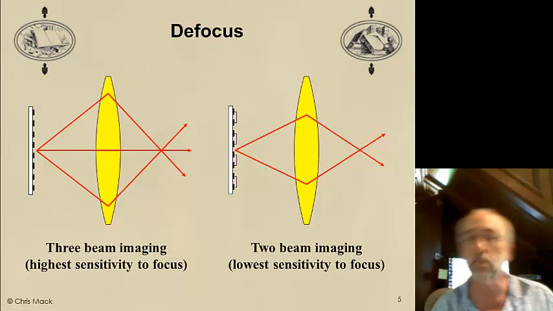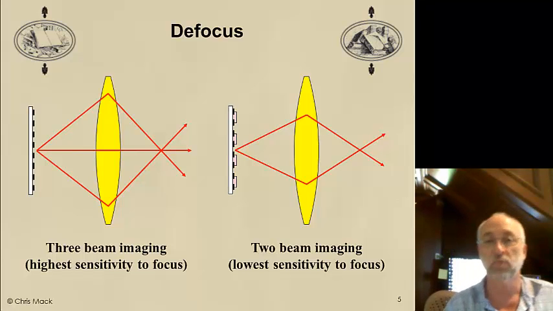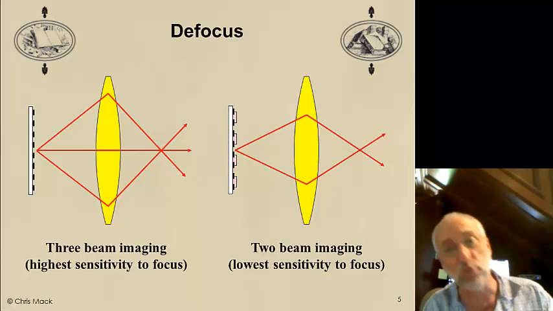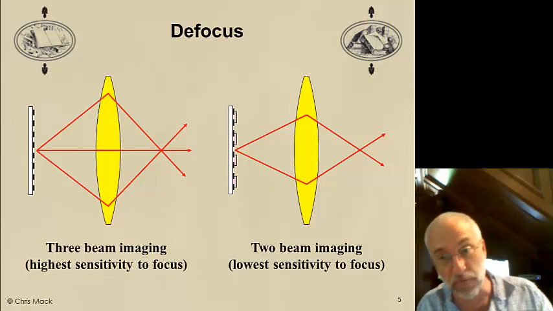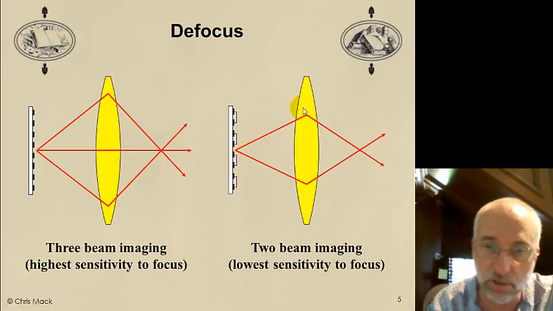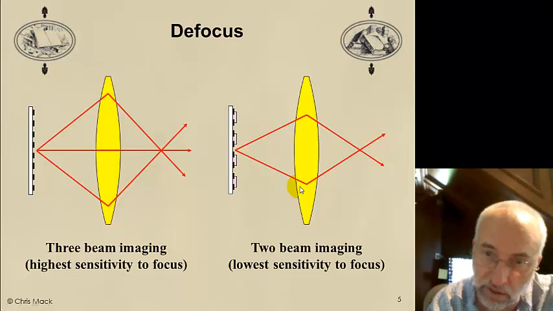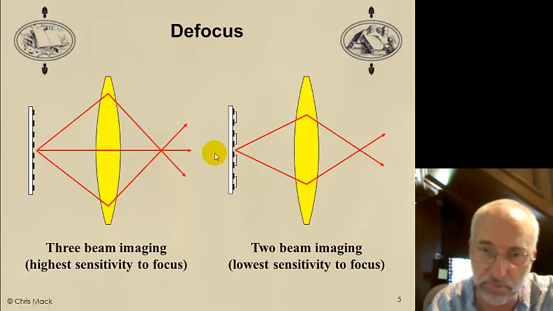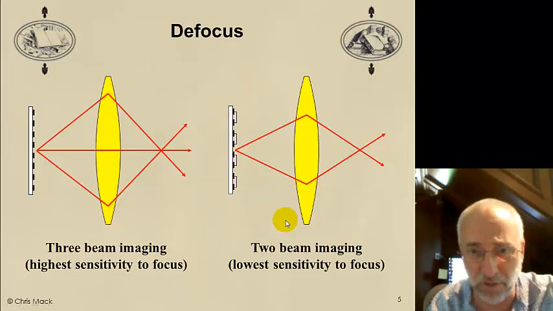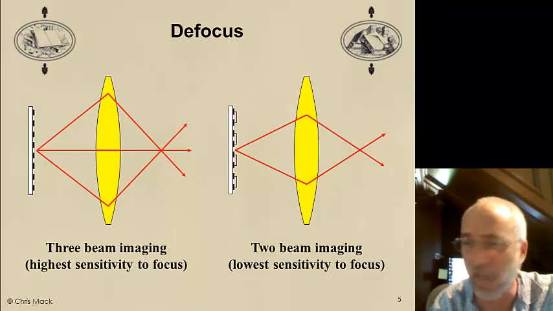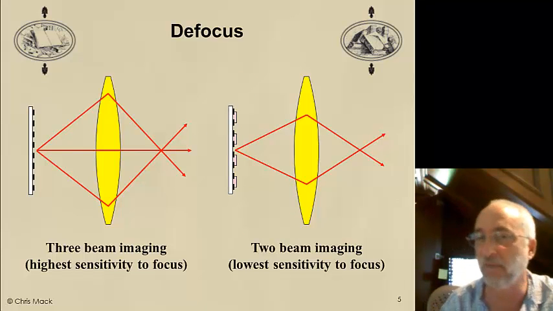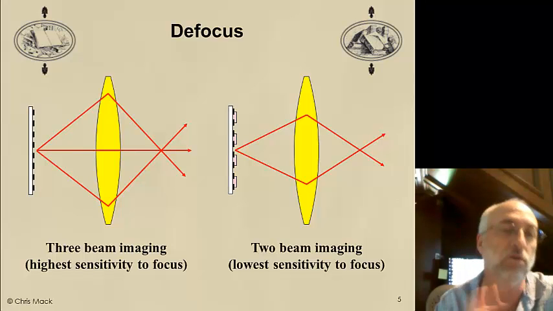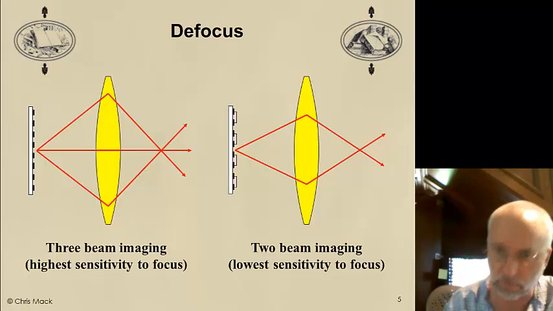Now, let's consider 2-beam imaging. We saw that we could create 2-beam imaging using off-axis illumination. We just tilt the illumination so that the 0 order lands over here and the first order lands over here. There's another way to do it with something called phase shifting masks. We're not really going to talk about that, but that is an approach that also achieves 2-beam imaging.